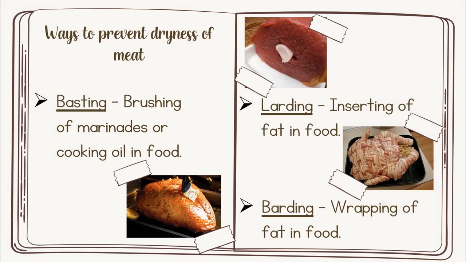Dry heat cooking is a direct heat method which causes dryness in meat, and to prevent that, we can apply these simple ways to make our meat juicy and tender. Number 1, we have basting or brushing of marinades or cooking oil on food. Number 2, we have larding or inserting of fat in food. And number 3, we have barding or wrapping of fat around food.